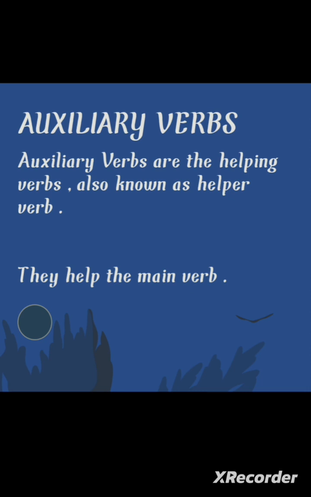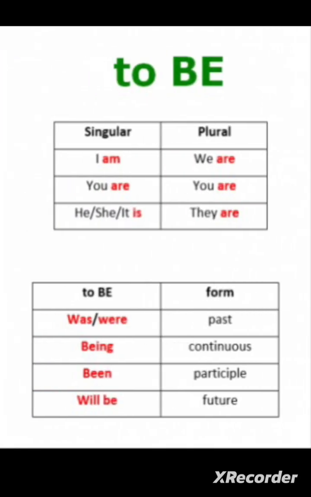Now let us understand in detail how they are helping, which are the words, and why they are known as auxiliary verbs. So the first kind is the to be verbs. In singular, they are used as I am. The word which is in the red color is known as the auxiliary verb. It is helping. For example, I studying. Does it make any sense? No. I am studying. So the auxiliary verb am is helping the main verb studying.